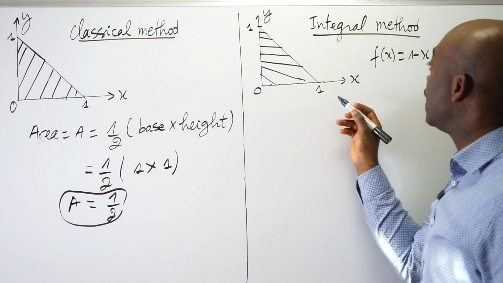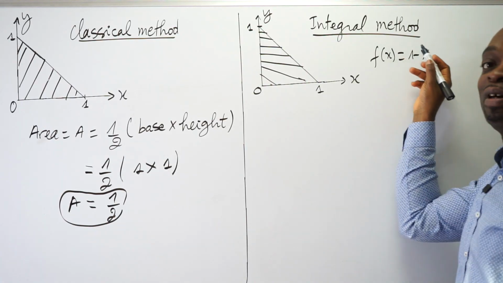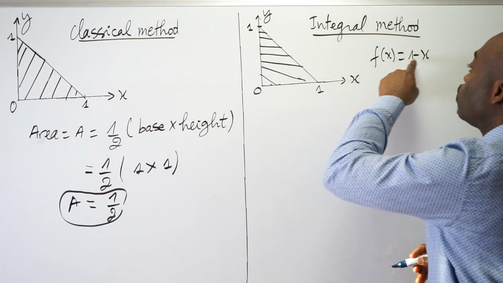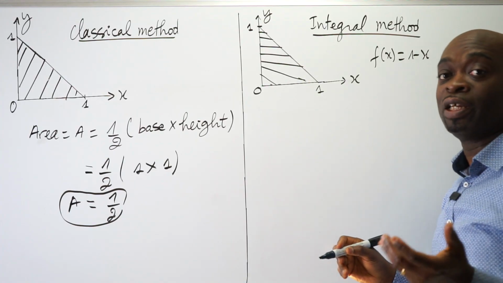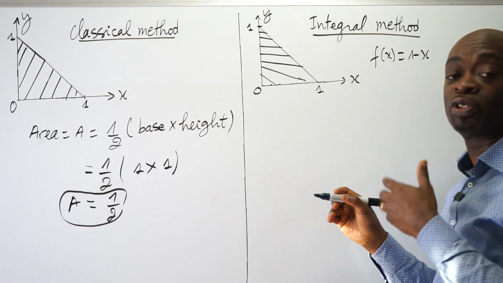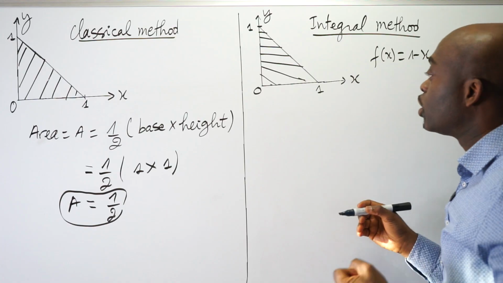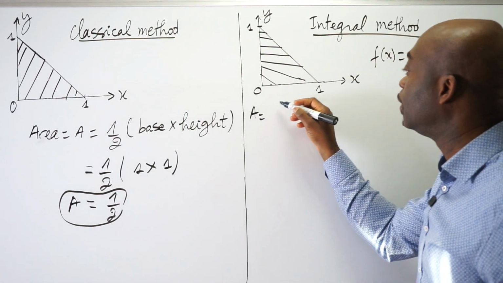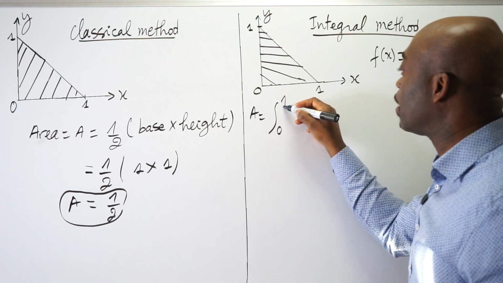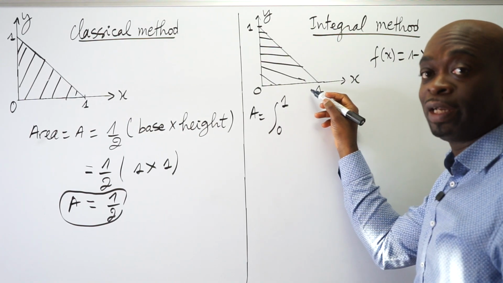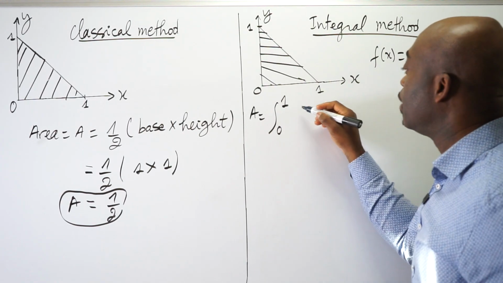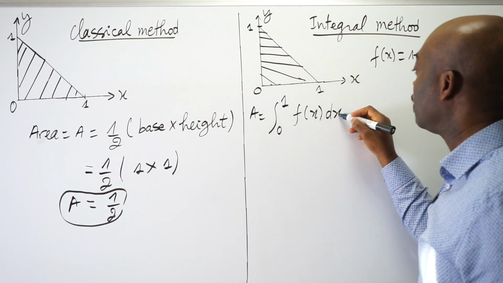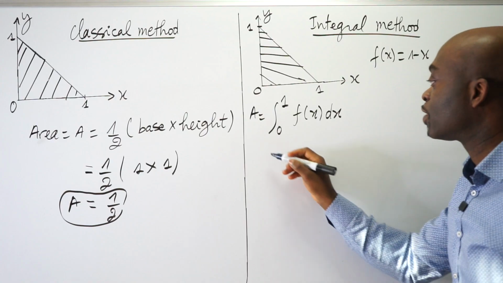Now, we have the same thing. The function is what? 1 minus x. The function of this line here is 1 minus x. That's a straight line, so we can always try to work it out on our own to see how we get that one. Now we have to find the area by using the integral. So the integral from 0 to 1, because that's the interval given to us, of the function f of x, then dx.